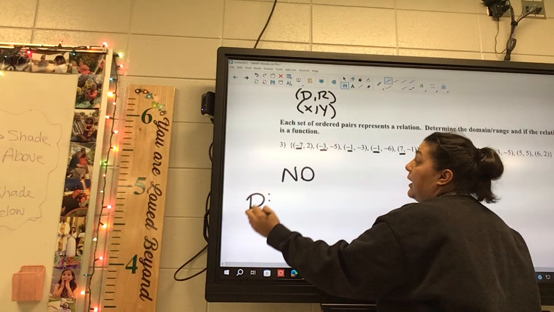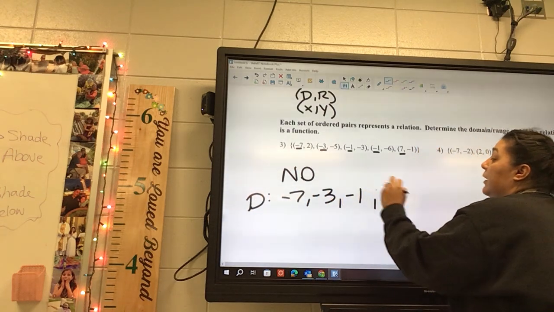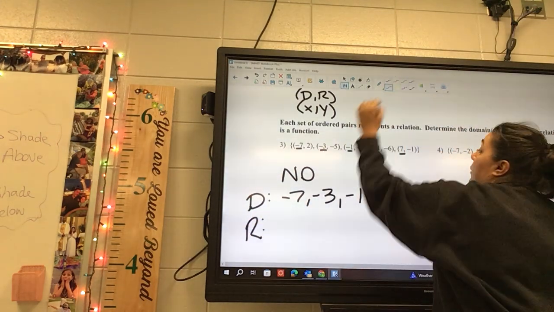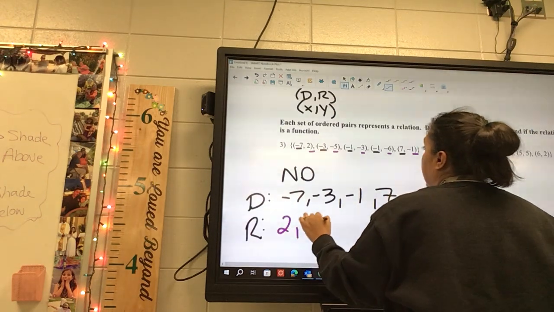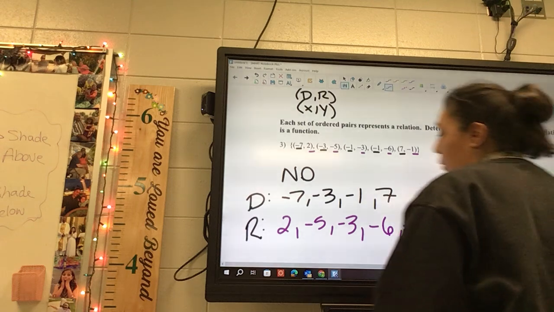Okay, and then the domain is going to be -7, -3, -1, and 7. The range is going to be all of the second pieces. So 2, -5, -3, -6, and -1.